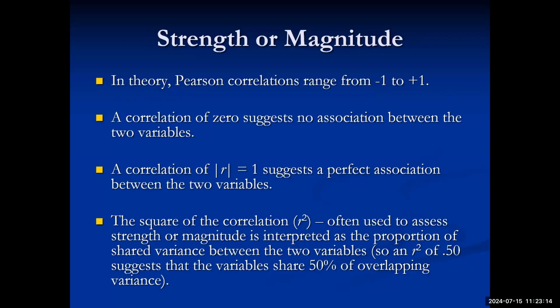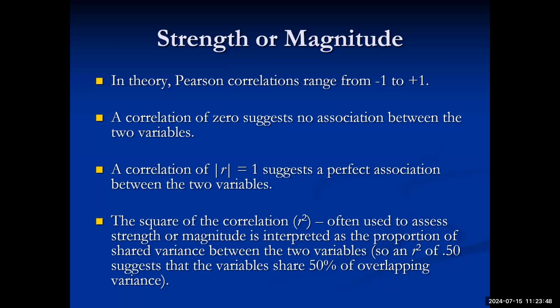Okay. All right, so on the next couple slides, I want to take a short digression to talk about strength or magnitude. I say here, in theory, Pearson correlations range from -1 to +1. I say in theory because there are sometimes practical constraints with the real world data we might be working with that might make it so that the observed correlation will never reach a value of -1 or +1, but that's more of a technical point.